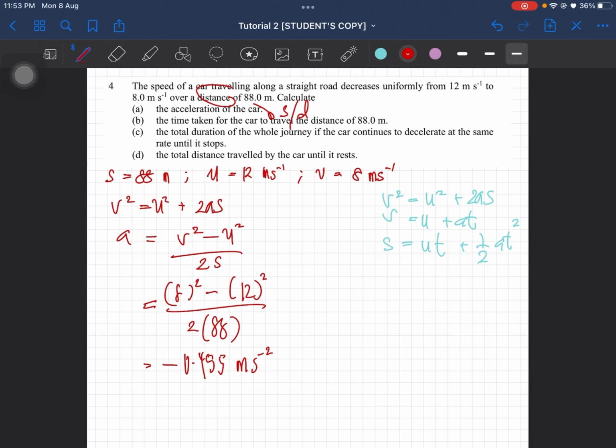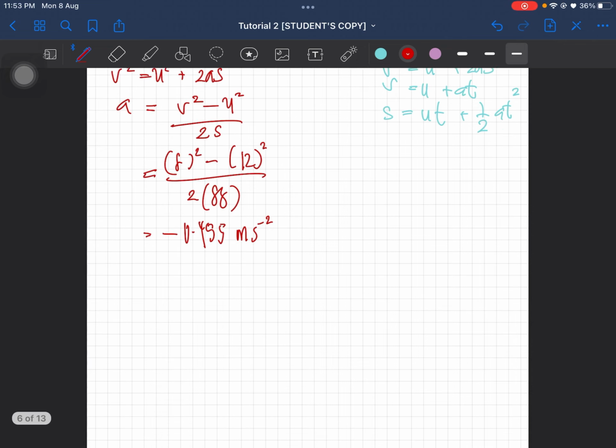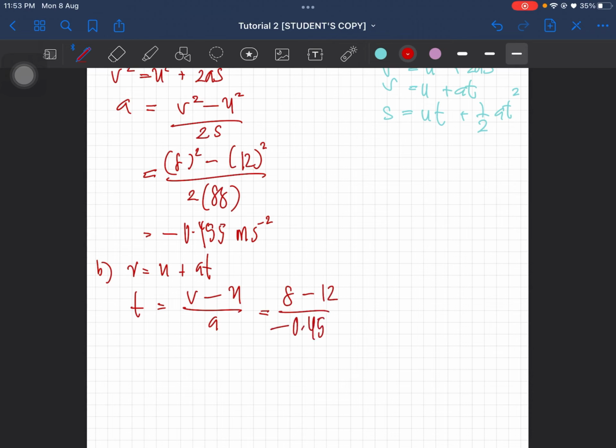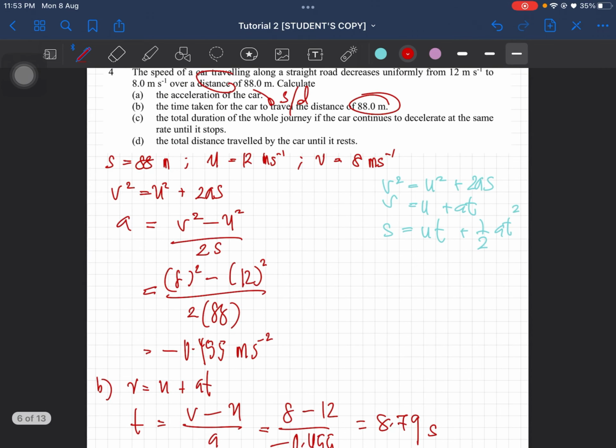And then we have to calculate the time taken for the car to travel the distance of 88 meter. So now we are looking for the time. We have the acceleration, so we can use v equals u plus at because we are looking for the time. So time is just v minus u divided by a. So we have 8 minus 12 divided by negative 0.455. So we'll get 8.79 seconds.